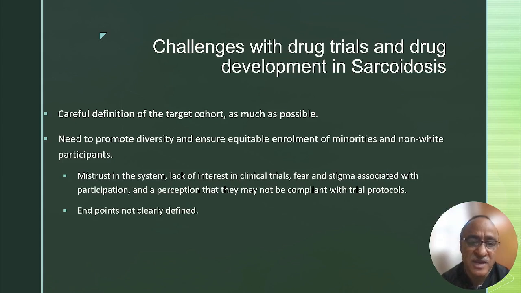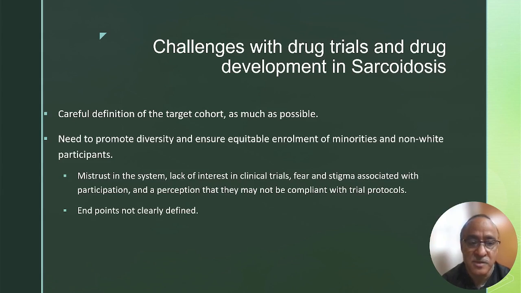There are a number of challenges with drug trials and drug development in sarcoidosis. So we have a problem in careful definition of the target cohort, because a single organ may be involved, or multiple organs might be involved, and we have to try to make them uniform as much as possible. We also need to promote diversity and ensure equitable enrollment of minorities and non-white participants. Despite the fact that sarcoidosis is more common in blacks and is more severe with more complications in blacks, their enrollment in studies has been minuscule.